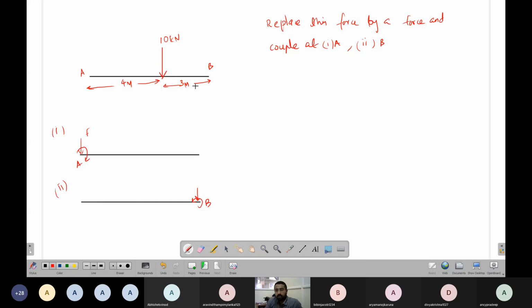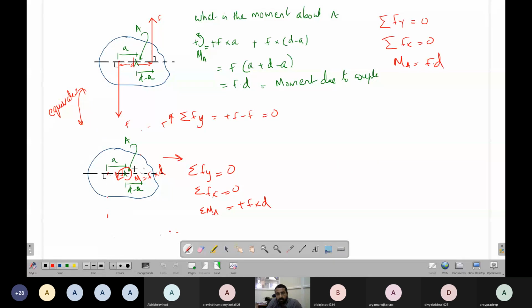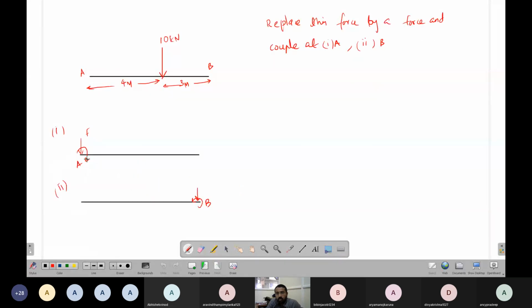So what it is telling is that all these three systems are the same. When I write a moment, you can say it is a moment, or it is also a couple, because we have already seen that this couple can be represented by this, and this couple can be represented by this. Same one. Now two questions: how do you transfer to here and how do you do this?